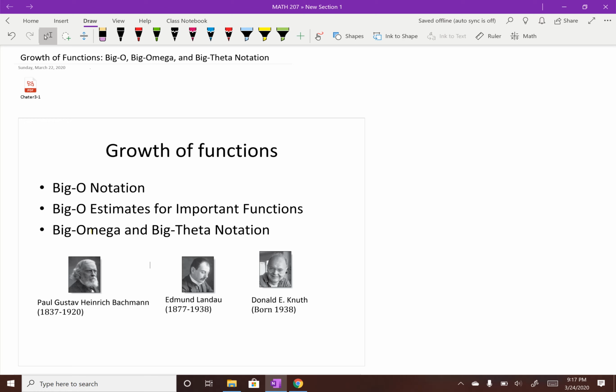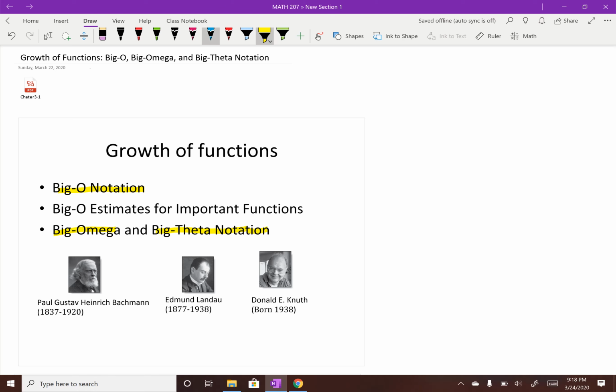Today we're going to learn about growth of functions, and growth of functions are the mathematical tools which we're going to use when we're going to learn about algorithms and time complexity of the algorithms. In this chapter, we are basically going to focus on certain notations. So we're going to learn what you mean by big O notation, what you mean by big omega notation, and what you mean by big theta notation. These notations will provide us a mathematical tool to analyze the algorithm.